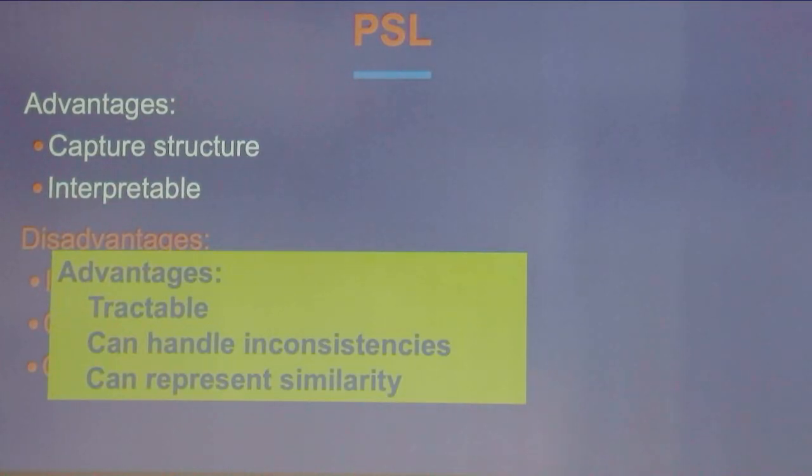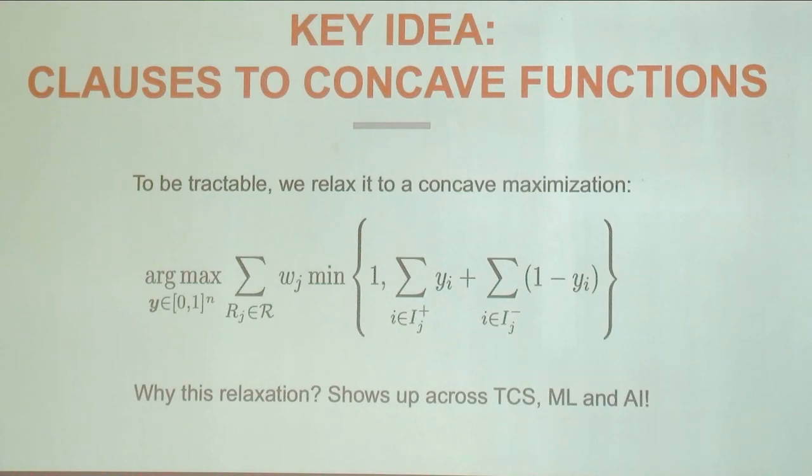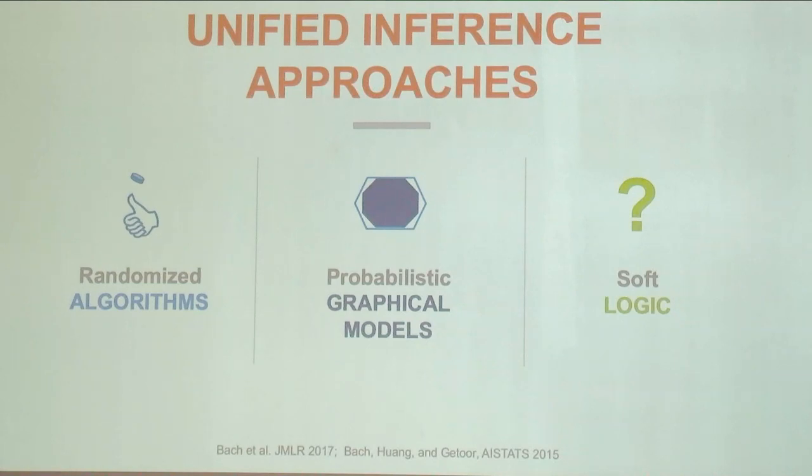And there's some really beautiful foundations for the semantics of PSL that I want to try and give you a taste for. And these are coming from my former PhD student, Stephen Bach, who's now an assistant professor at Brown, and postdoc Bert Wong, who is an assistant professor at Virginia Tech, where they were able to show that one mathematical formalization, which I'm going to flash up here, but I'm going to show you how you get to it under three different interpretations, applies across these different interpretations, where the interpretations come from theoretical computer science, machine learning, and AI. So one is from randomized algorithms, one is from graphical models, and one is from soft logic.